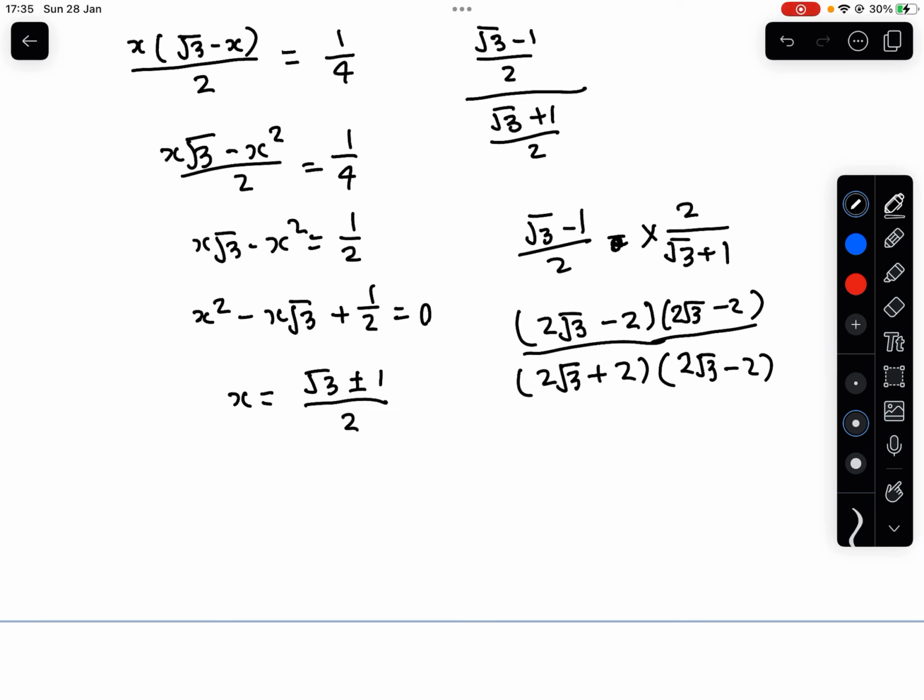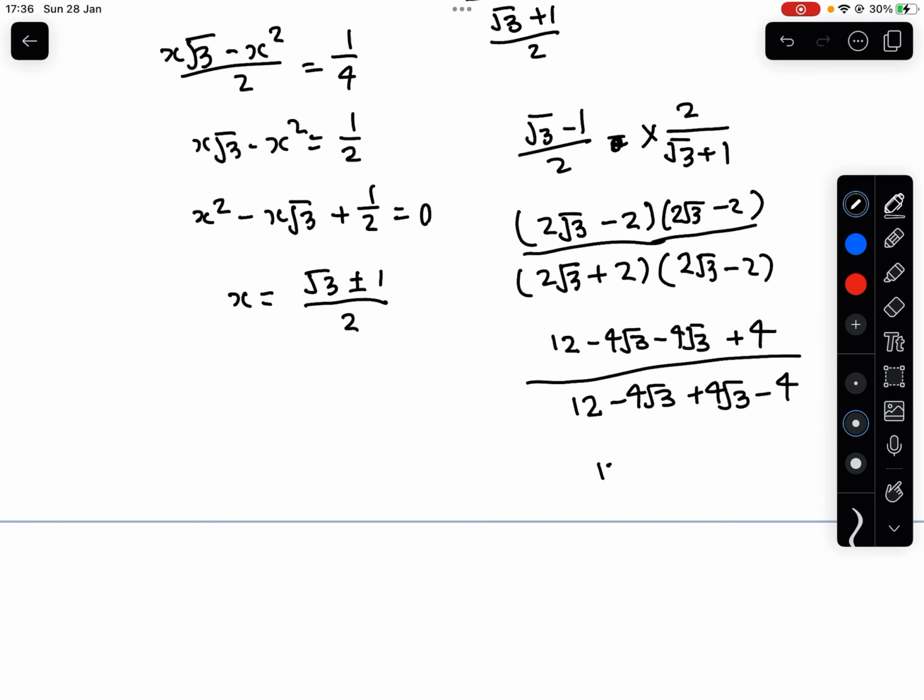And then expanding the brackets, we get 2 root 3 times 2 root 3 is 4 times 3, which is 12. 2 root 3 times negative 2 is negative 4 root 3. Negative 2 times 2 root 3 is negative 4 root 3. Negative 2 times negative 2 is 4. And in the denominator, 2 root 3 times 2 root 3 is 12. 2 root 3 times negative 2 is negative 4 root 3. Then 2 times 2 root 3 is plus 4 root 3. 2 times negative 2 is negative 4. And so we have 12 minus 8 root 3 plus 4.